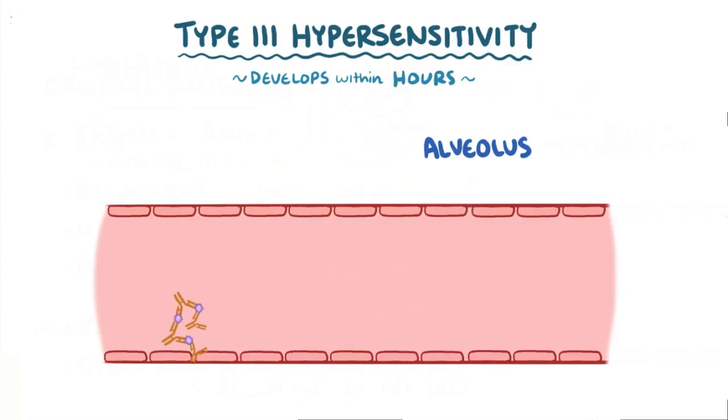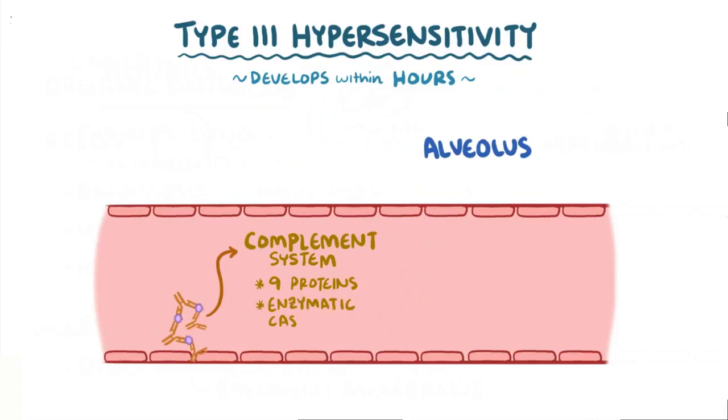Once deposited, the immune complexes activate the complement system, which is a family of 9 small proteins called C1 through C9 that work together to create an enzymatic cascade. And that's when one of the complement proteins gets cleaved or chopped by an enzyme, and then it gets activated and is able to cleave the next one in line. Because each enzyme can cleave multiple proteins, this creates a huge multiplier effect, which is why it's called a cascade.